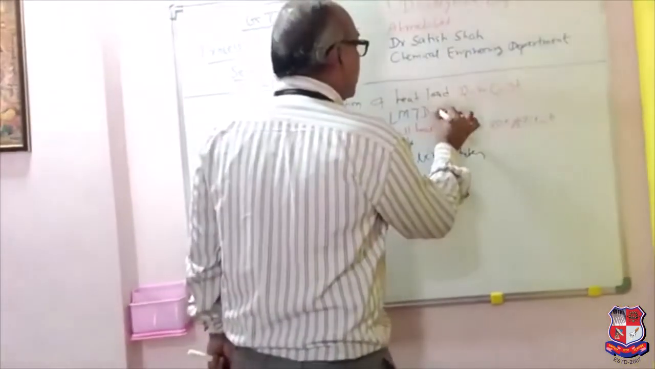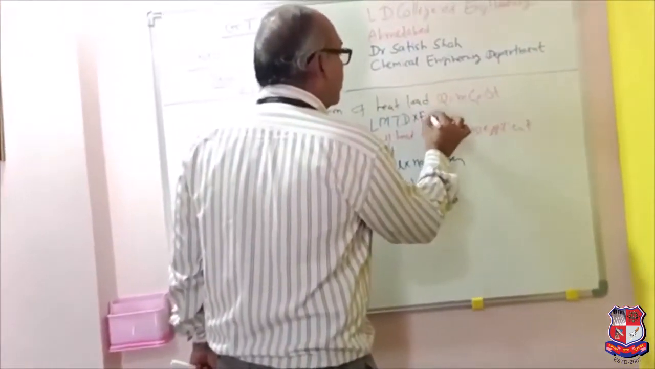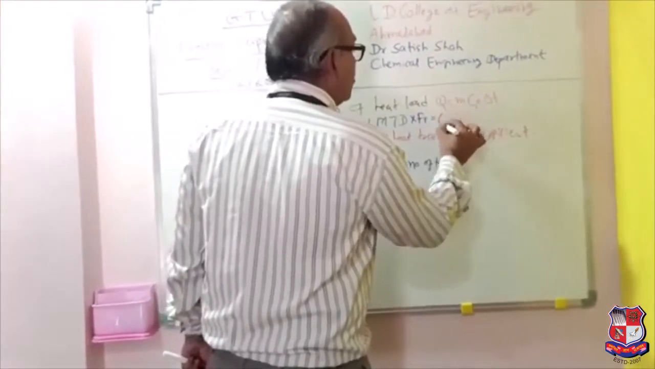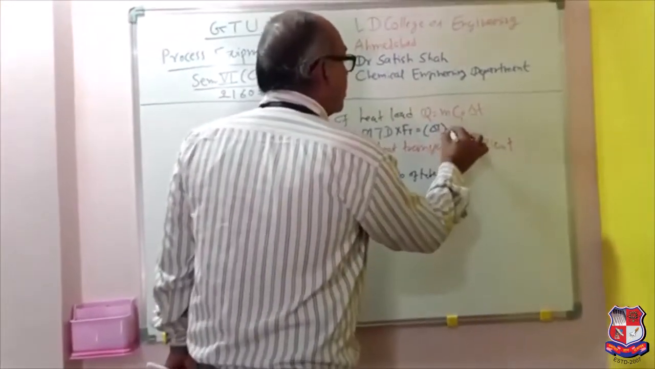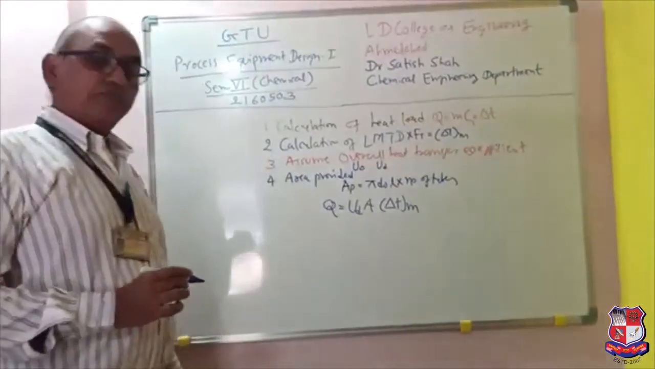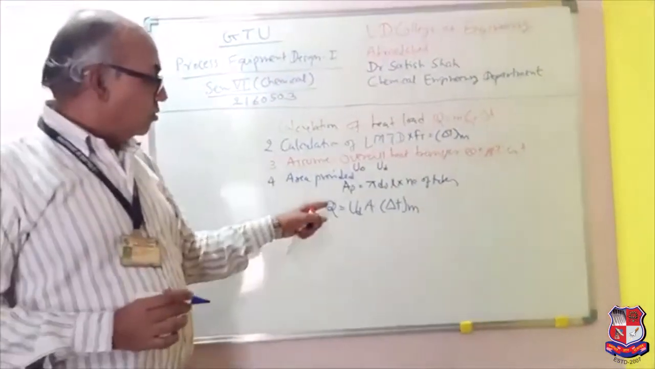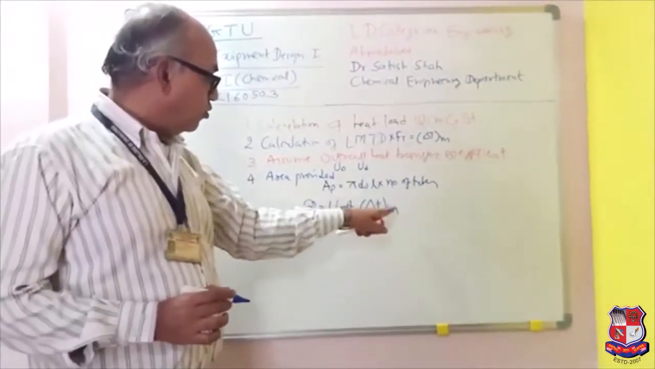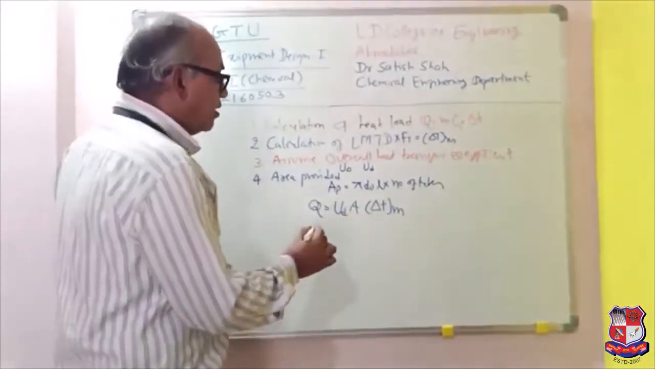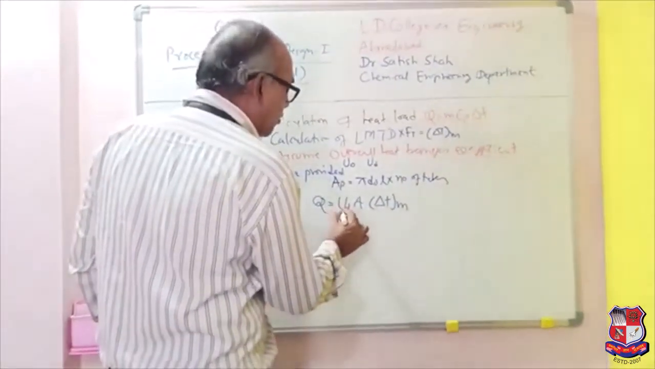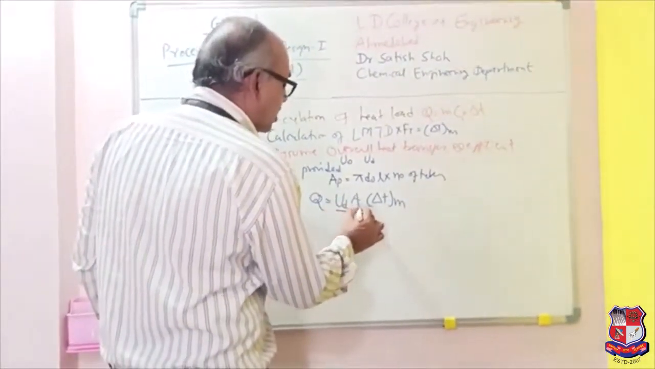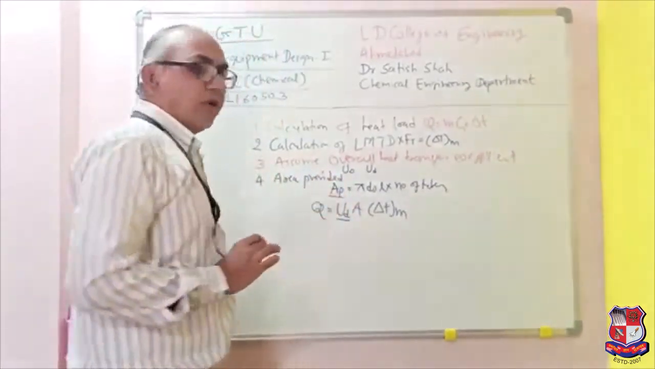This is LMTD, and then we have multiplied by correction factor, and that value is known as delta T. So now this value will give you the value of area, and when you assume value of UD, whatever value of area you are getting, that is known as the area provided.